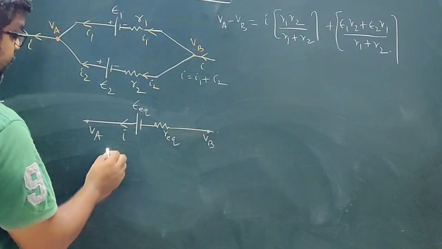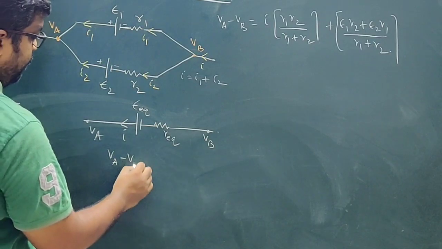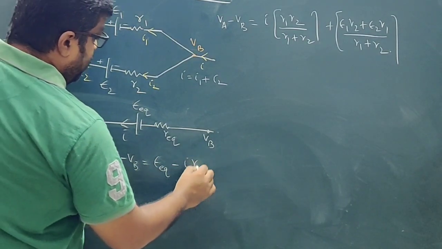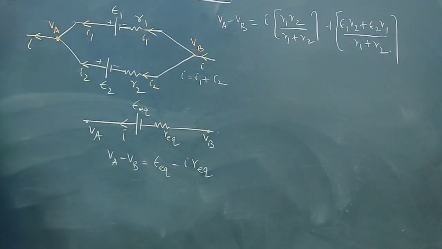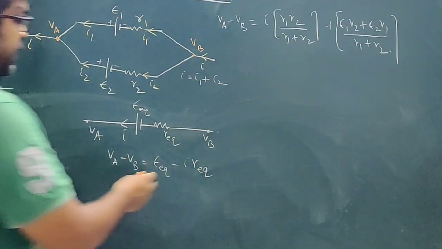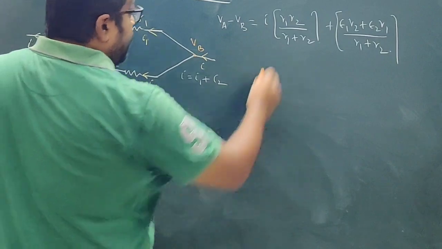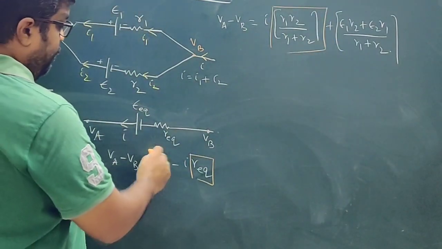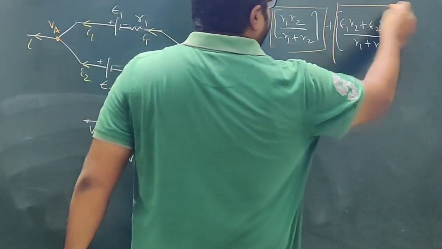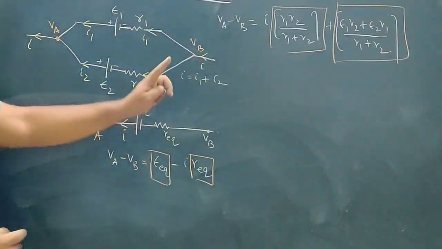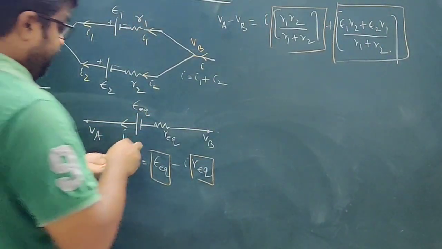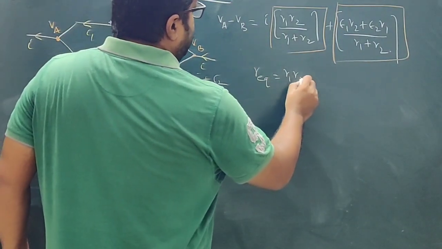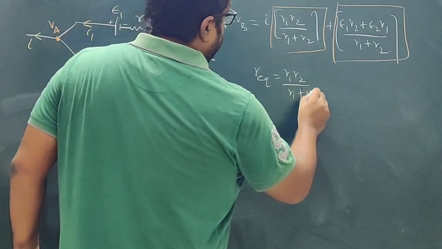So from this I can write VA minus VB is equal to E equivalent minus I R equivalent. Okay. So along with I, we have this term, and the equivalent EMF, we have this term. So if we compare these two, what do we have? We have R equivalent is equal to R1 R2 divided by R1 plus R2.